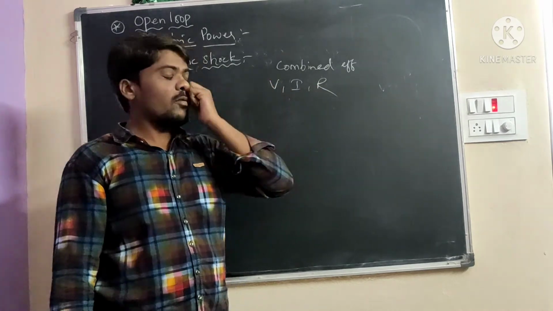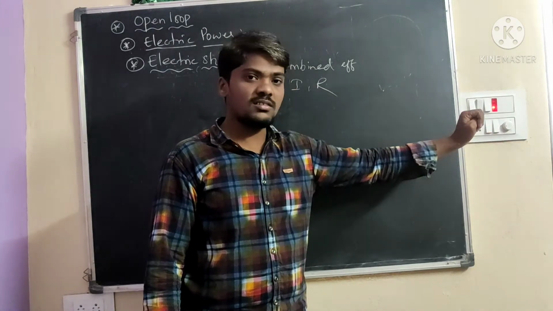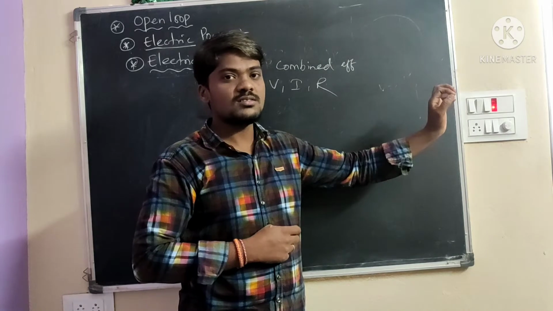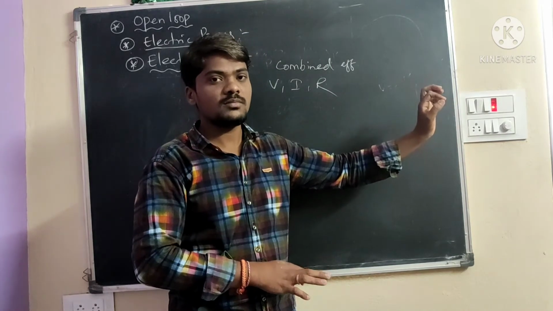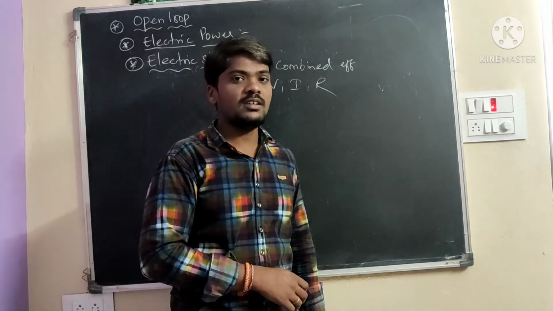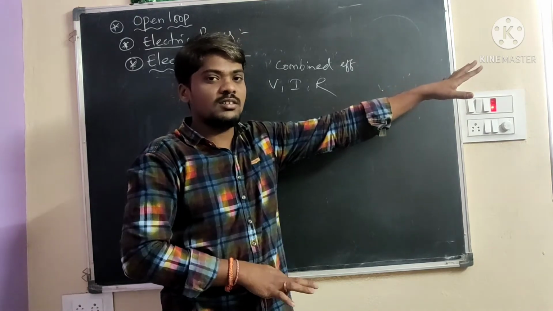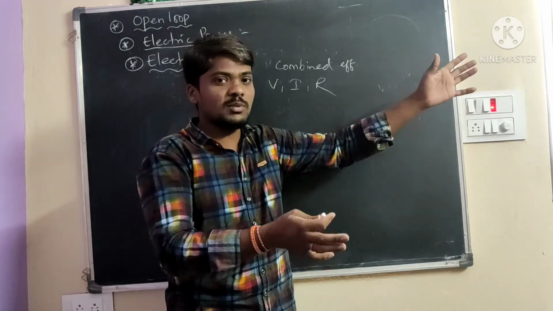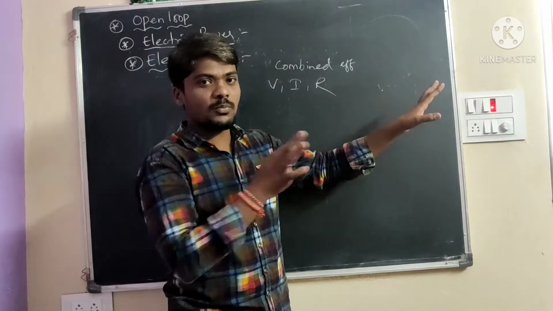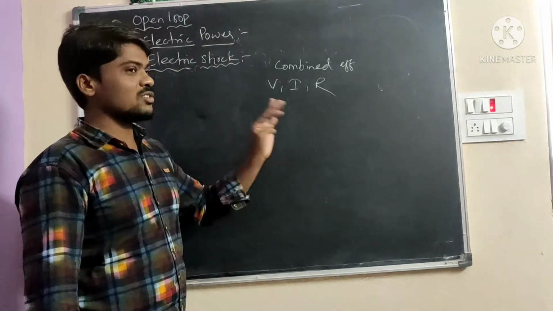For example, unfortunately, if I touch any current wire, the current passes through our body, and there is some chance of death. Shock means the current opposes the body, and different effects will occur.